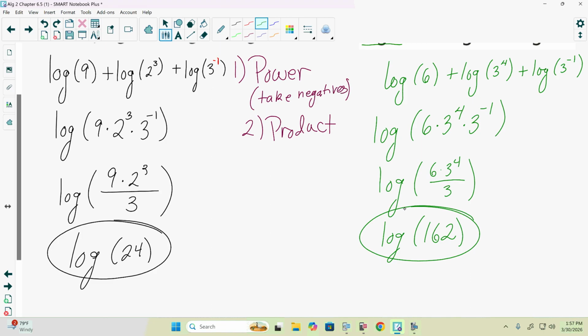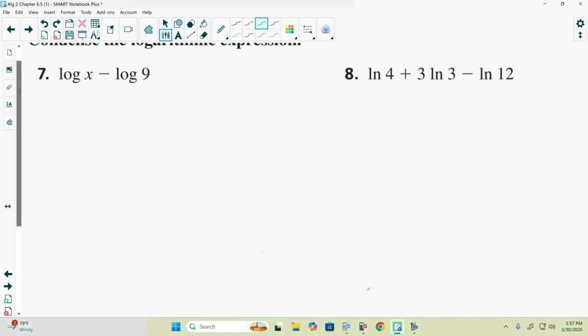Questions on this here? We ready for the next one? Log of x minus log of 9. We're going to see this in 2 ways. Because the way we've been doing this, the first thing we want to do is move that negative up into the exponent. Telling us I have log of x plus log of 9 to that negative first power.